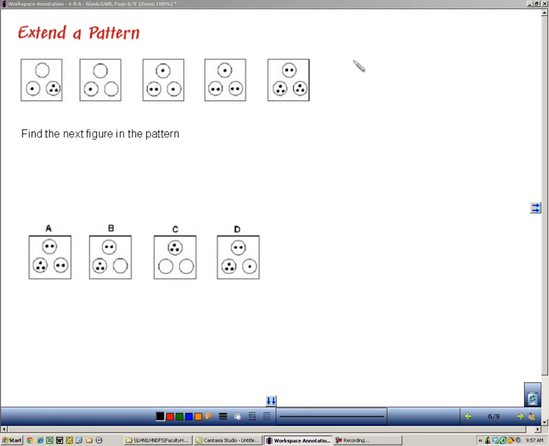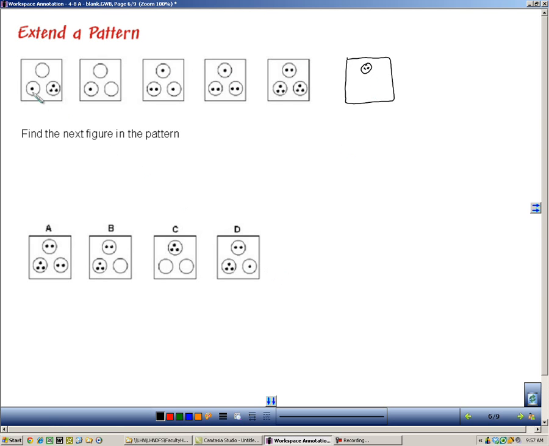Here's another pattern. Pause it and try to figure it out for yourself. The next square is based on each one of these circles and how they move from box to box. Here there's 0 dots, 0 dots, 1 dot, 1 dot, 2, which means this one's going to have 2. So it goes from 0 to 0 to 1 to 1 to 2 to 2.